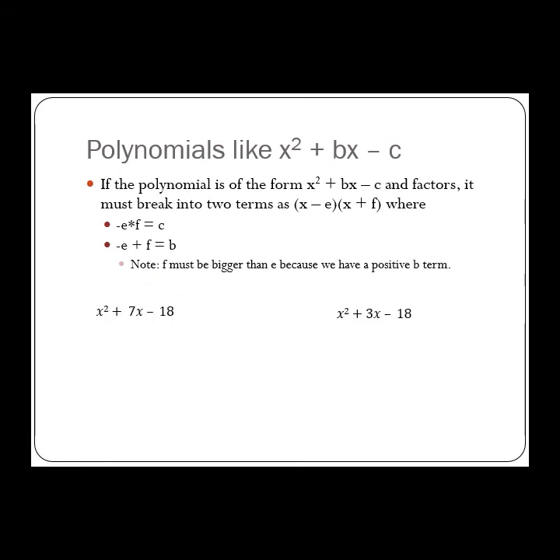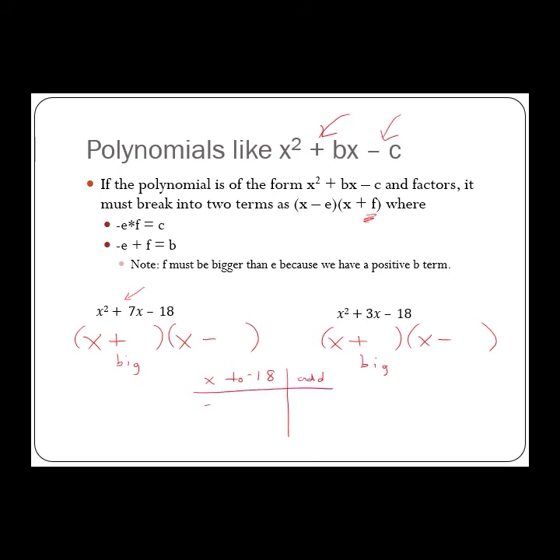Last example, the end is negative, so that tells us one of each, but the middle is positive, meaning the bigger number has to go in that positive spot. So again, this is negative on the end, so I have to have one of each. The middle is positive, so I'm going to put the big number in the positive slot in each one of these cases. So I'm looking for things that multiply to negative 18, and then I want to know what do I get when I add those things.